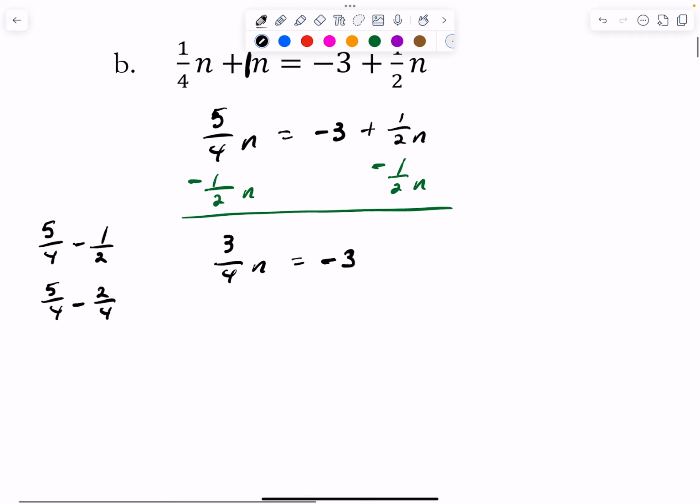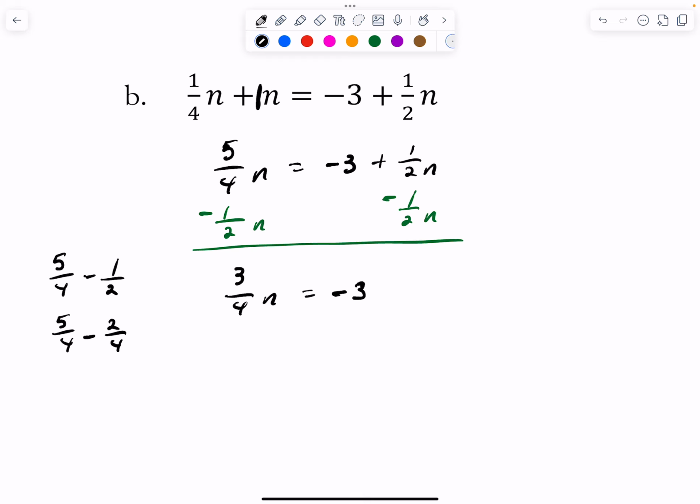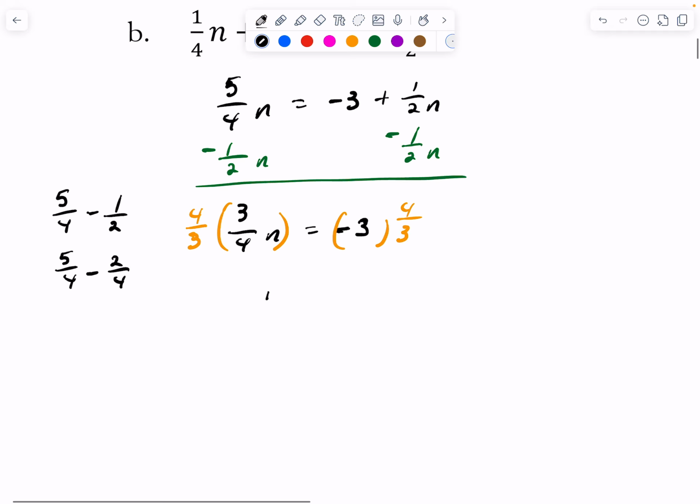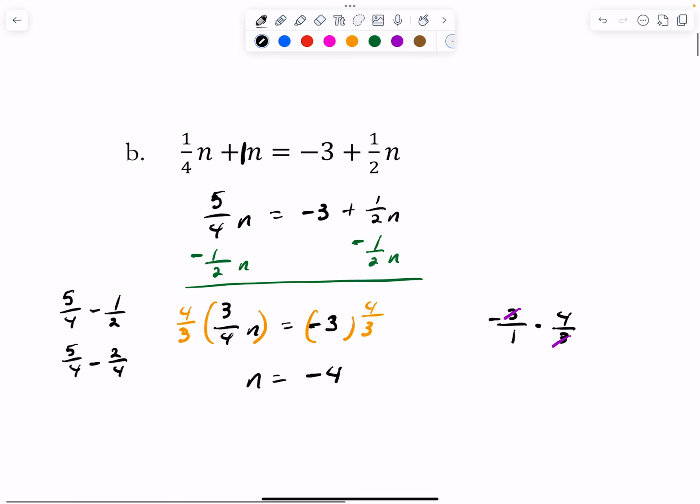And I hope you remember from your middle school days that if you have a fraction in front of your variable, instead of dividing by 3/4, we're going to multiply by the reciprocal of 4/3, and that will make it just n by itself. So this is going to be n equals negative, and as I told you before, when you're multiplying, you want to look diagonally first to see if you can reduce, and we can. 3/3 becomes 1, so this is just going to be n equals -4. All right, so that's how I would solve both of those.